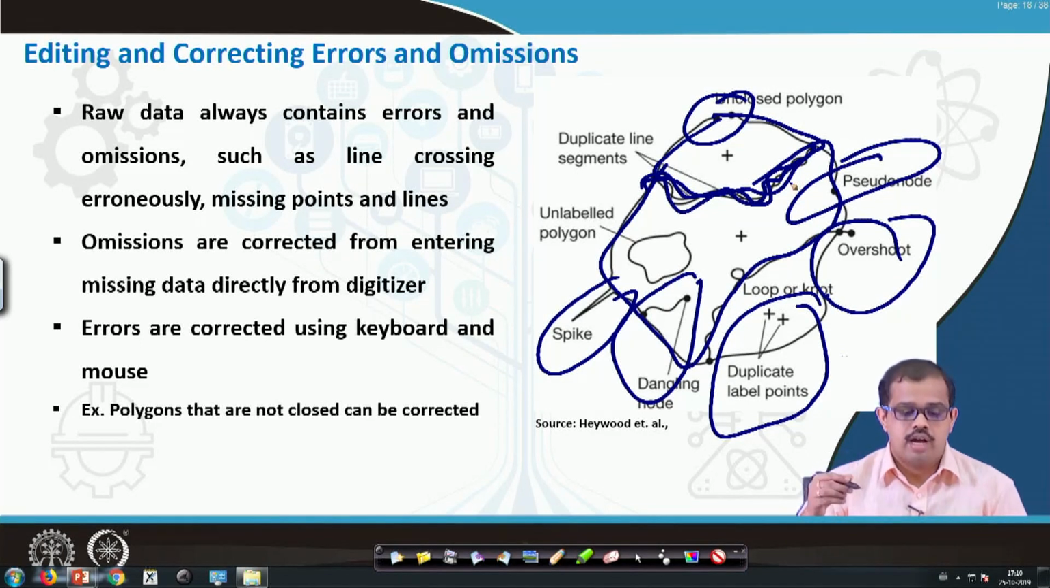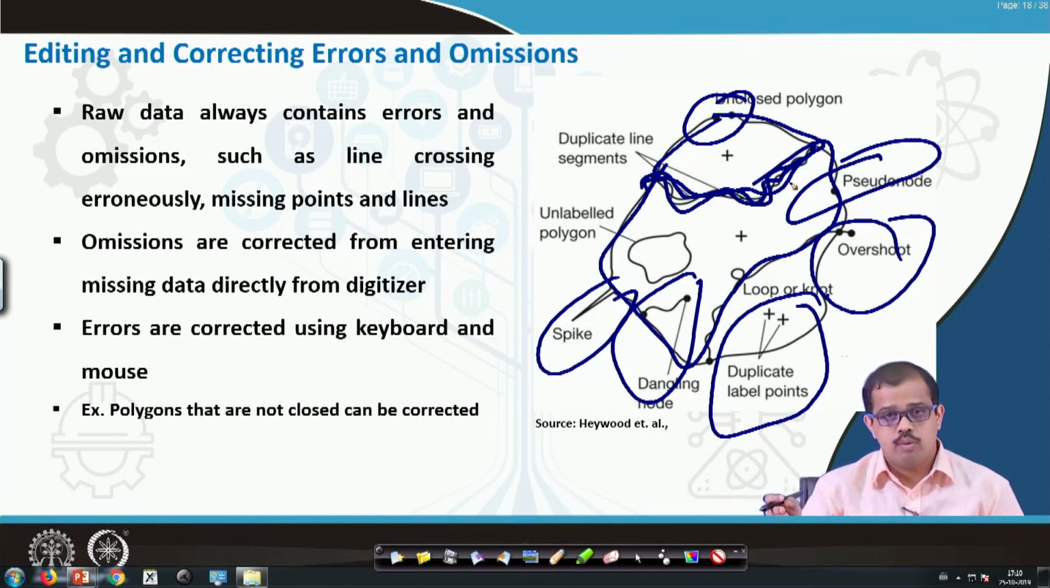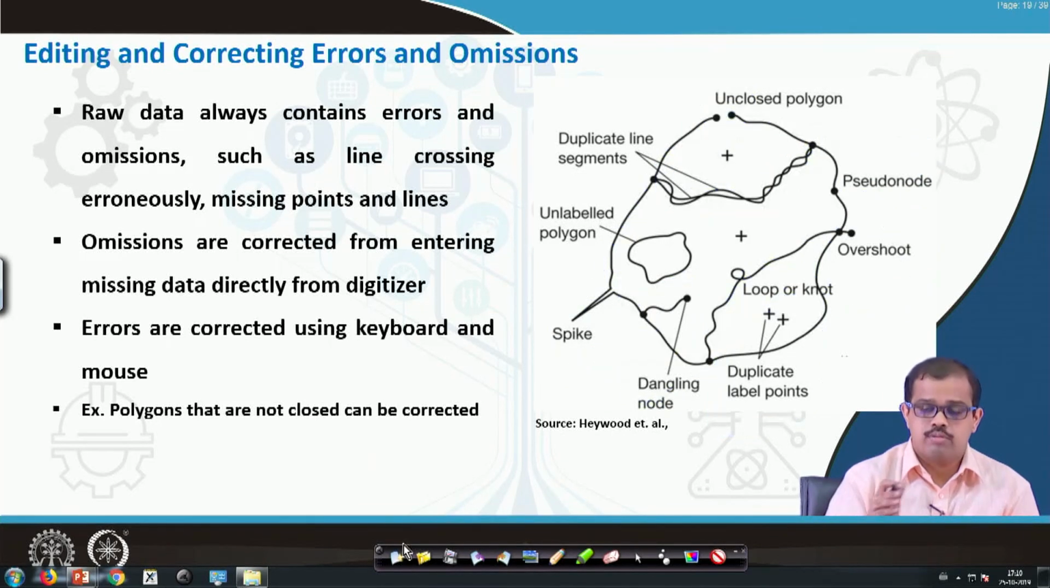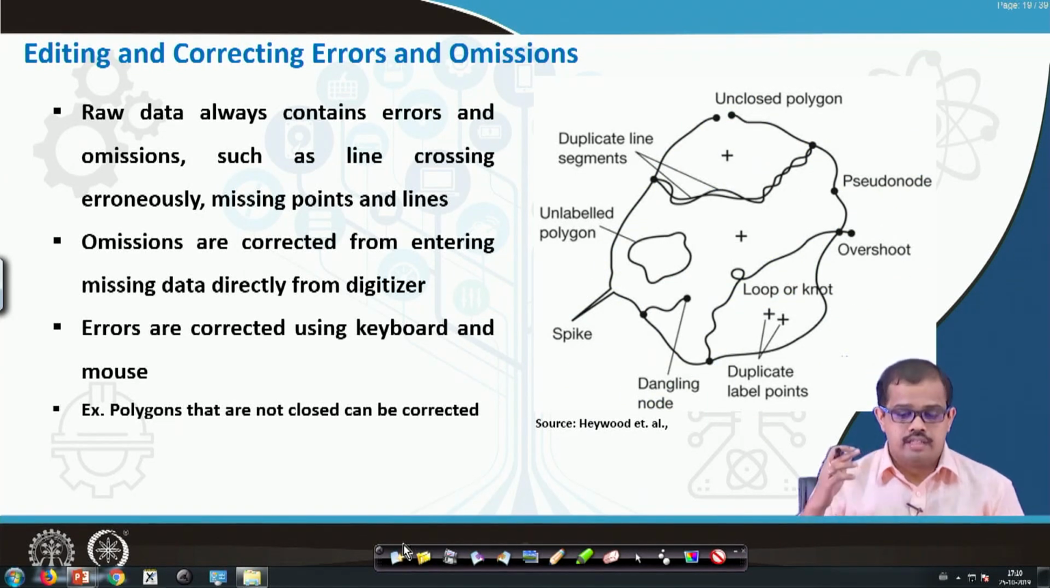For example, omissions are normally corrected by entering the missing data directly from the digitizers. If you are digitizing using your computer, you click on it, double click on it, it opens your edit table, and you start adding the omitted data. If there are errors like an overshoot, that also you can fix just by editing it, deleting that particular overshoot and putting the node back at its particular location. So this is what I wanted to say about editing and correcting errors.